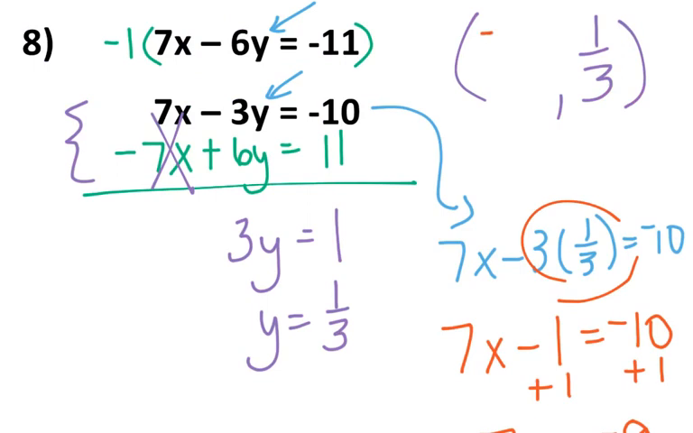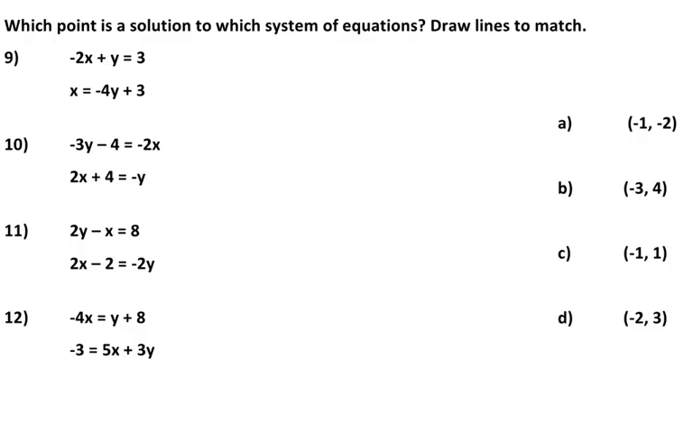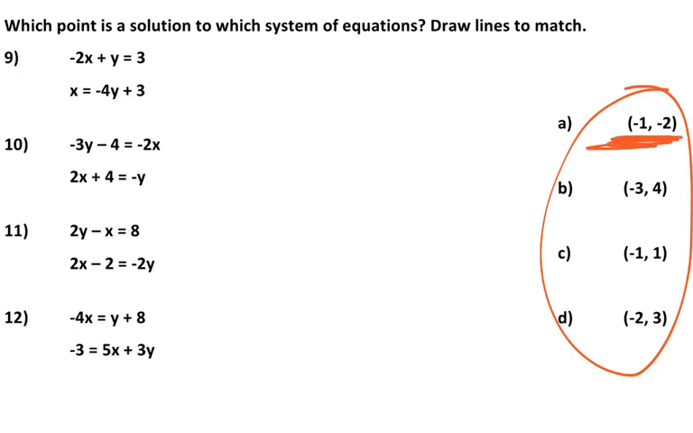So this is a really good example of why you would not want to use graphing to solve all of your systems of equations. You would not want to solve something like that with graphing. Okay, the next set of problems is kind of emphasizing how things check. I want to know which of these points is a solution to the system. So I want to know this point right there, is it a solution to number 9 or number 10 or number 11 or number 12? So that's the question.